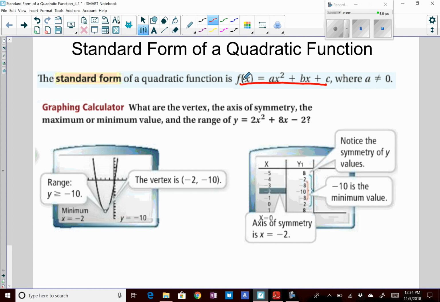With the standard form, it's a little tougher because you don't see it in the equation, but when it's given in standard form, one of the ways that we can get the information is through the calculator. So the first thing we want to do is to graph 2x squared plus 8x minus 2. Here's the equation that they're giving us, so we'll start with that.